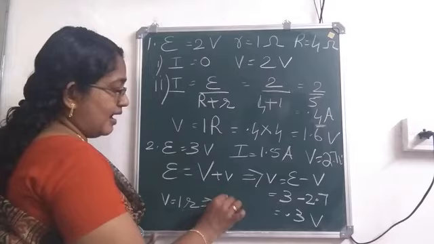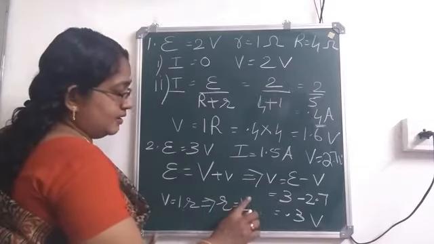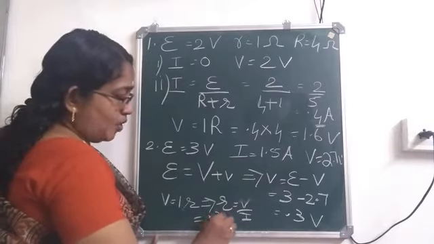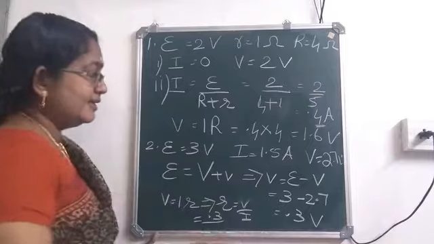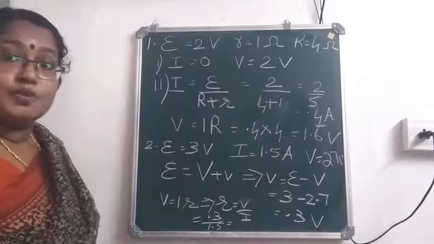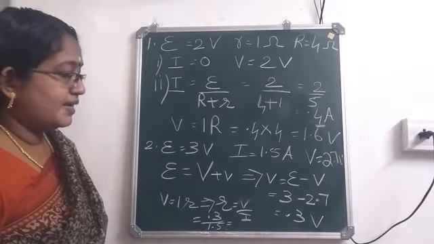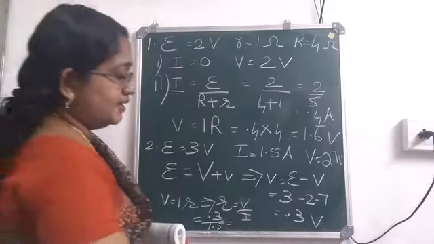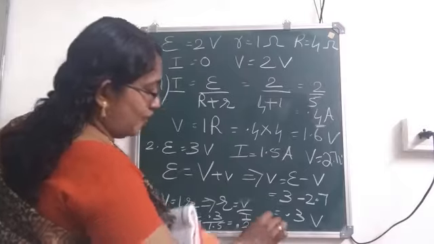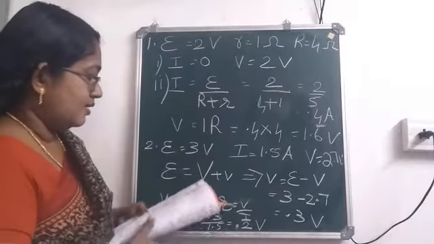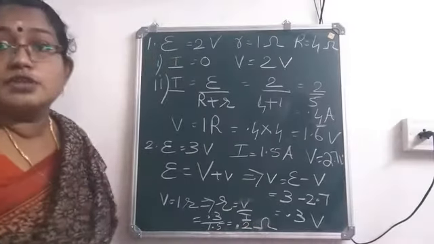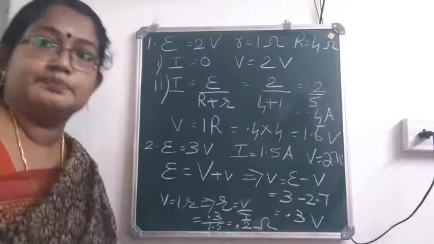So this implies small r is equal to small v by I. v is 0.3. How much is our current? Current is 1.5. So now multiply numerator and denominator by 10, so you will be getting 3 by 15. 3 by 15 divided by 0.1, 30 by 15, which is equal to 2. So 0.2 ohm is the internal resistance. 0.2 ohm is our answer. Okay.